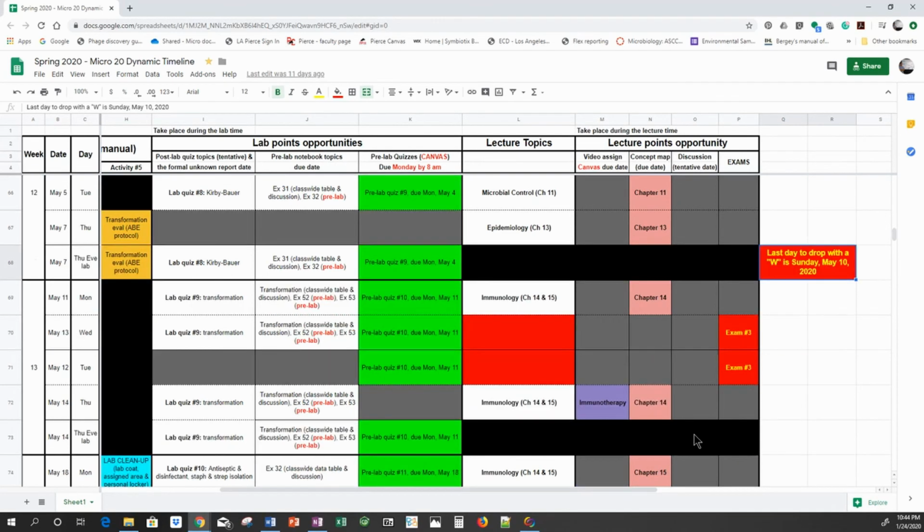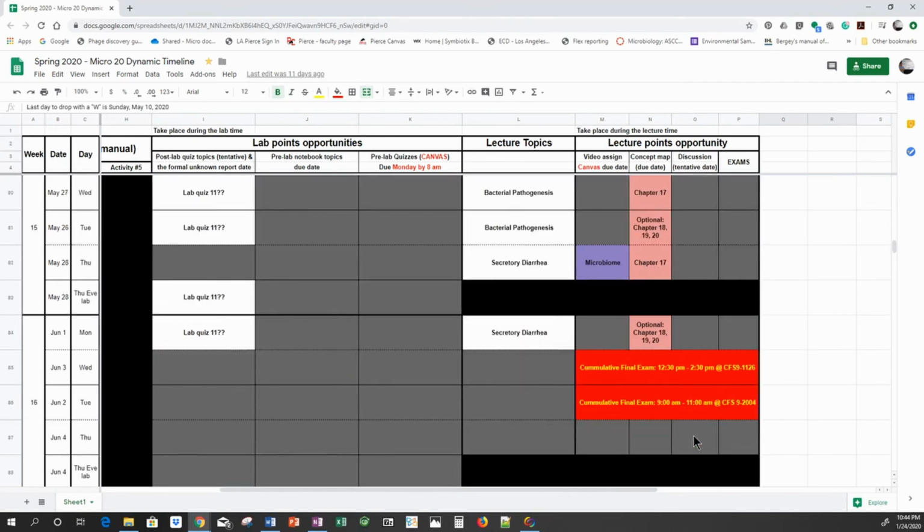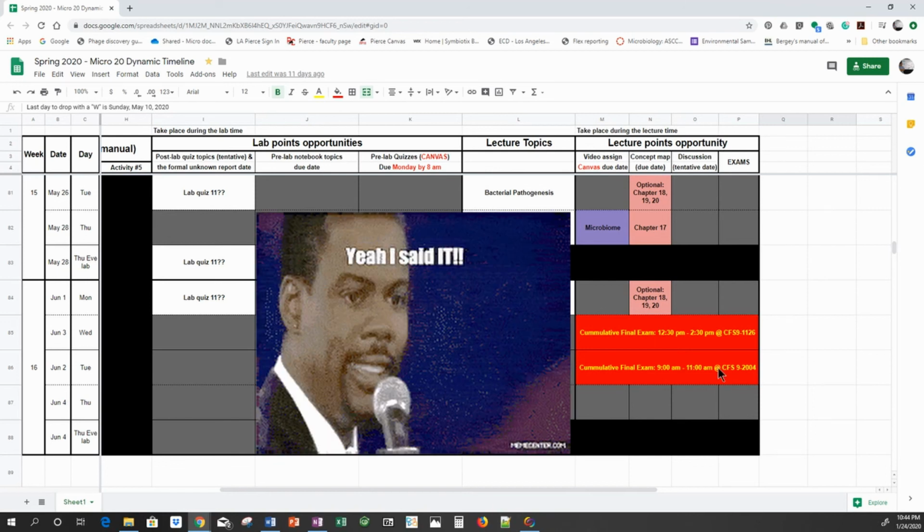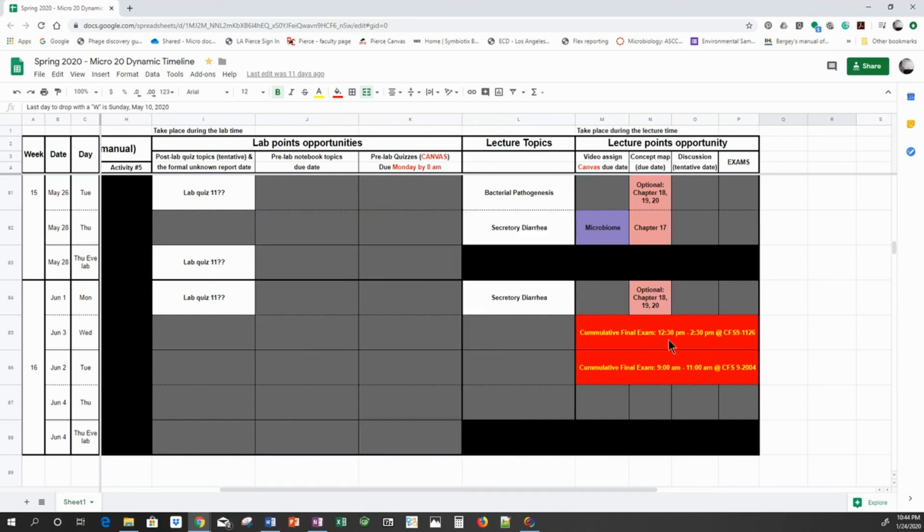Okay. Now, if you scroll even more down, you will see the schedule for cumulative final exam. Yes, I said it, cumulative. Okay, and if you are on Monday, Wednesday section, your cumulative final exam will take place on Wednesday, June 3rd. And if you are in Tuesday, Thursday section, your cumulative final exam will take place on Tuesday, June 2nd.